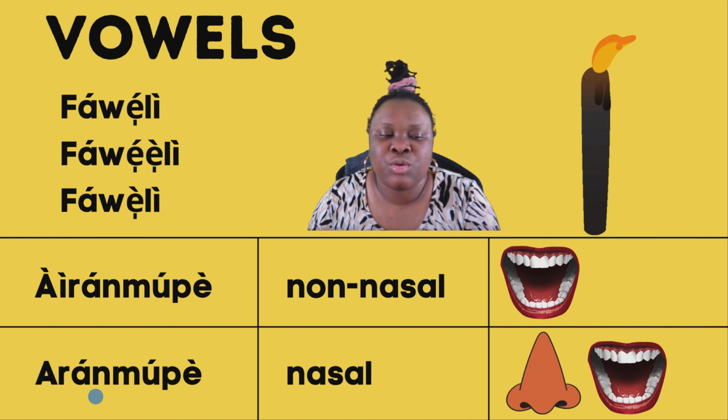Àránmúpè, you squeeze your nose to pronounce it. Àìránmúpè, àránmúpè. Nasal, non-nasal. So this one involves the mouth, and this one involves the mouth and the nose.